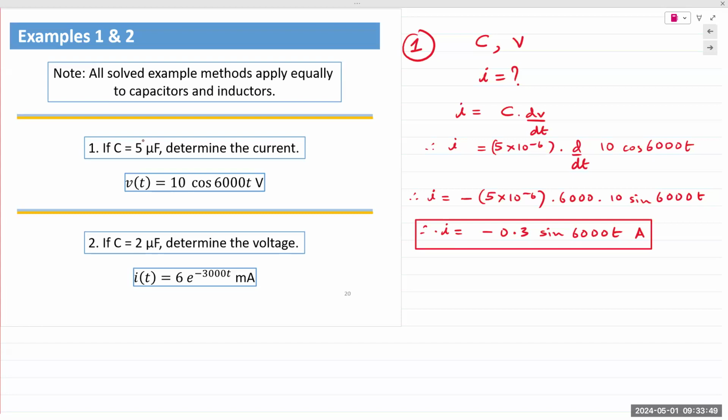Okay, let's see. How much time do I have? 9:33. Should be enough. All right, example 2.